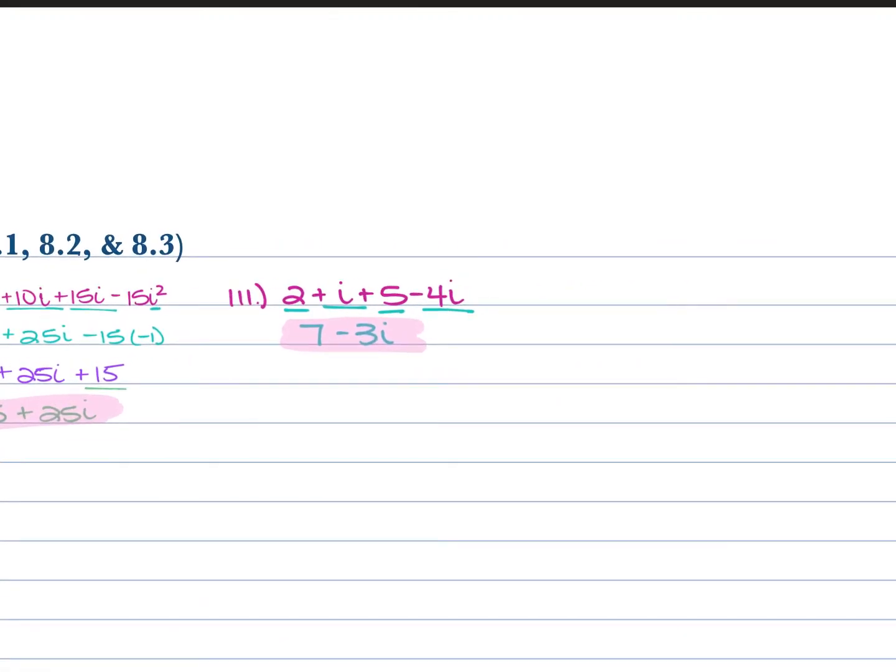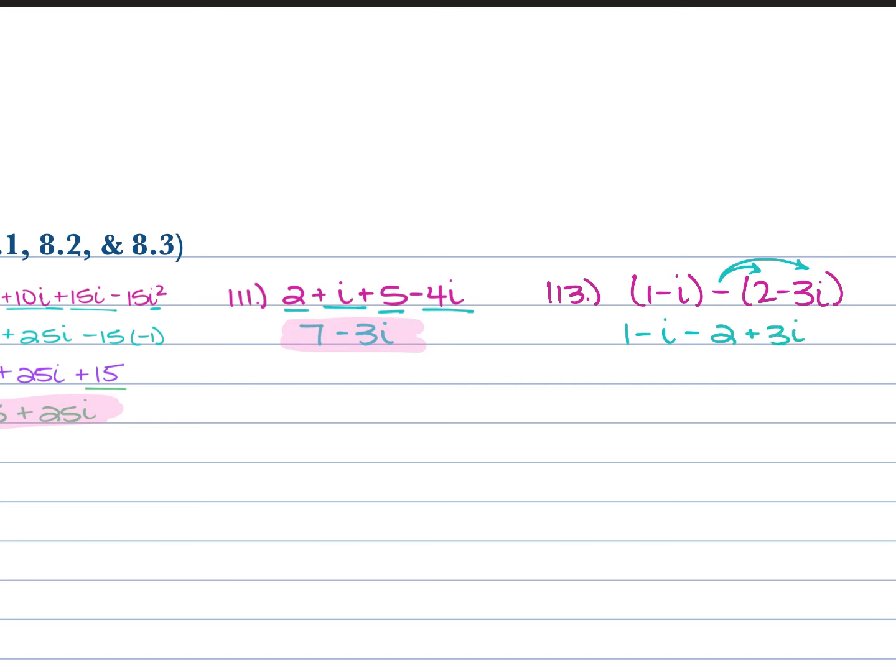So 113 gives us 1 minus i minus 2 minus 3i. We have to distribute this negative into the second set of parentheses first. So when we do that, we're going to change the sign on each of those two terms. So we have 1 minus i minus 2 plus 3i.